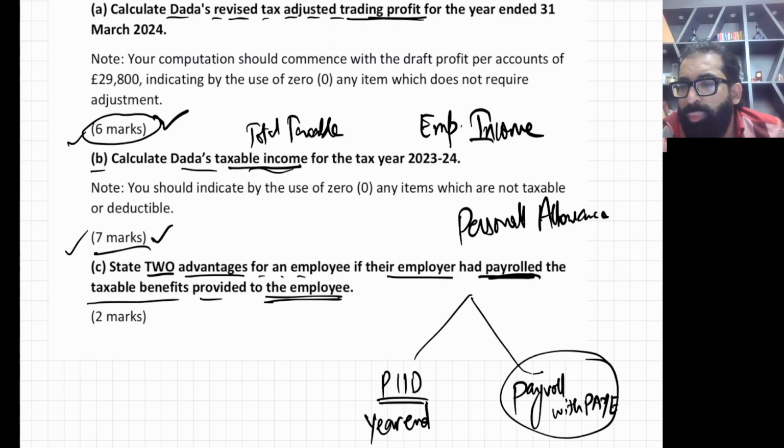So, payrolling. For non-cash taxable benefits, there is one more option: every month your employer will pay the tax on the non-cash taxable benefit with the pay. Listen to my words, please, this is important.